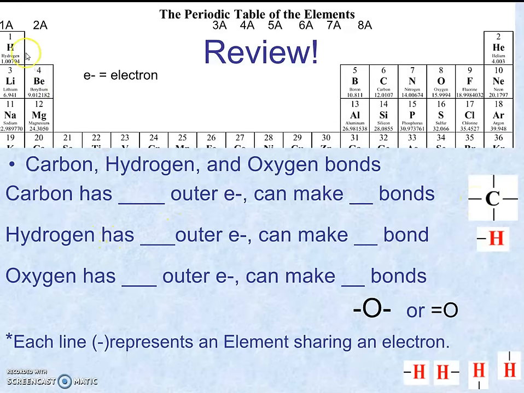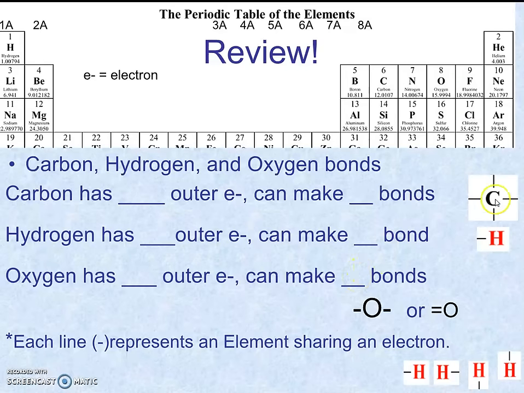Hydrogen is over here, and so it has 1 outer electron, and so it needs to have 1 more electron to look like helium. So this is 1 and 1. Oxygen is over here, and if you count over, we got 1, 2, 3, 4, 5. It has 6 electrons in its outer shell. So 6 goes there, and it can make 2 bonds. So 1, 2. So it makes 2 bonds.